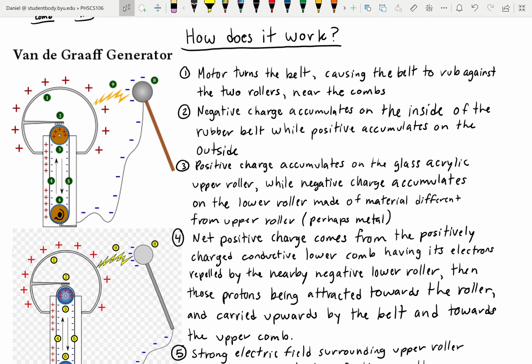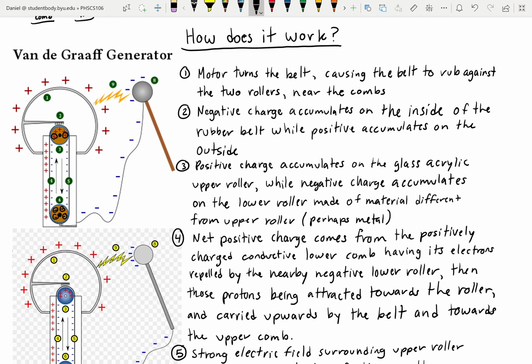A net positive charge comes from the positively charged conductive lower comb, having its electrons repelled by the nearby negative lower roller, then these protons being attracted towards the roller and carried upwards by the belt and towards the upper comb. So let's pause right here and explain a little bit. We have our lower roller here and our upper roller up here, and there is a net negative charge being accumulated down here, whereas there's a net positive charge being accumulated up here.